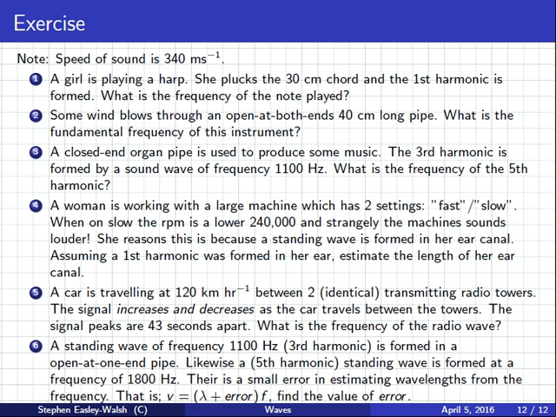Number 1. A girl is playing a harp. She plucks the 30 centimeter cord and the first harmonic is formed. What is the frequency of the note played? Okay, so that's okay, isn't it?